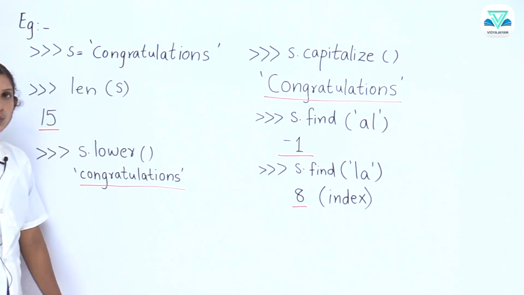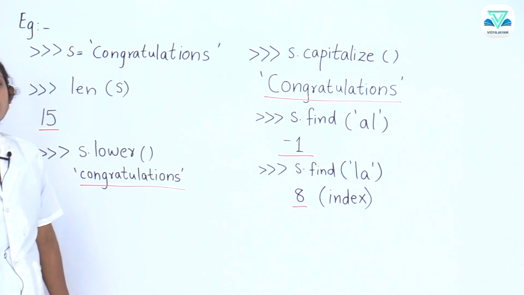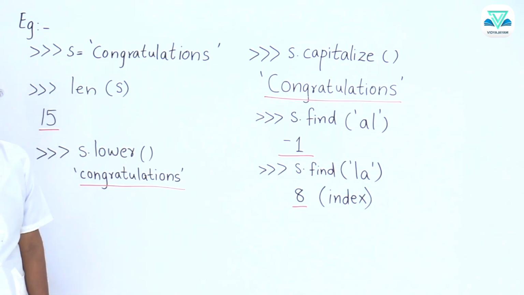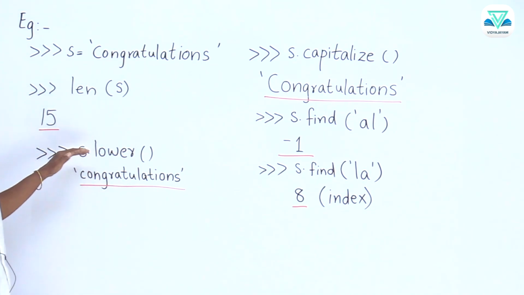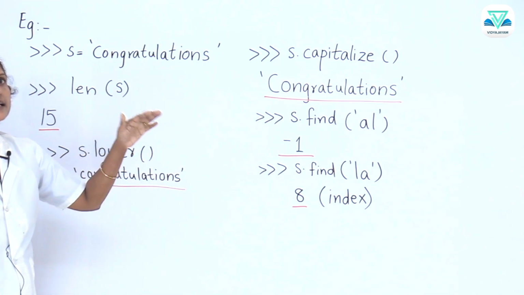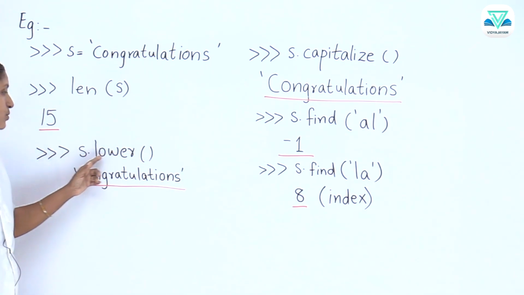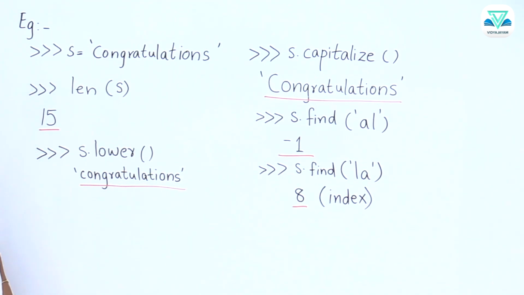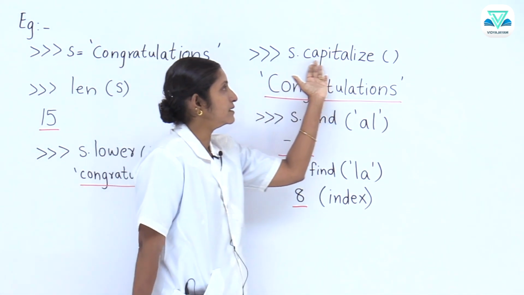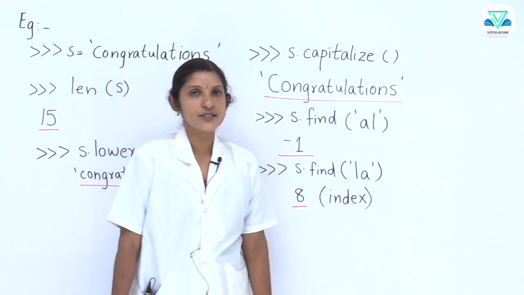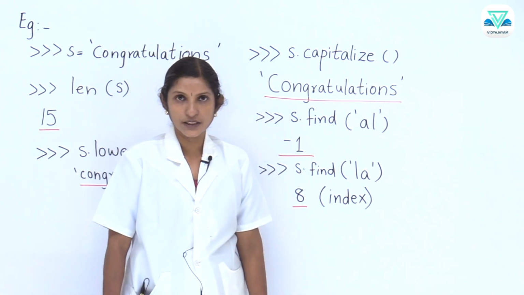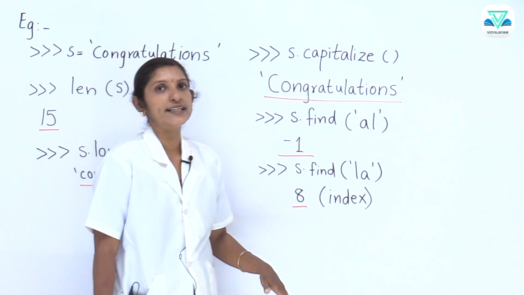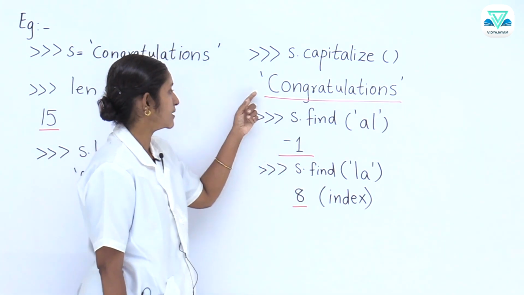Now s dot lower. S dot lower is a function which helps us to convert that particular string to lower case, that is small letters. So if we are printing a particular string in capital letters, then when we use s dot lower function, it will be displaying the result in full small letters. We have got another function called s dot capitalize, which will make the first letter of the word capital in the output. So the first letter will be changed. If it is in small letter, the first letter will be changed to capital.